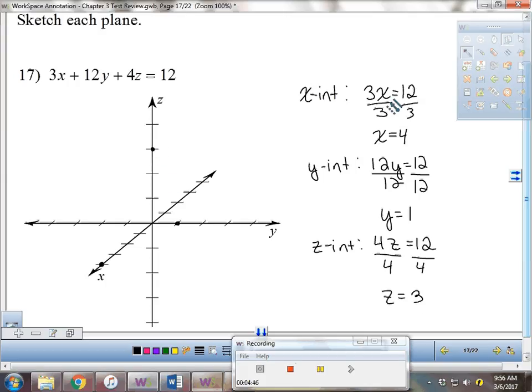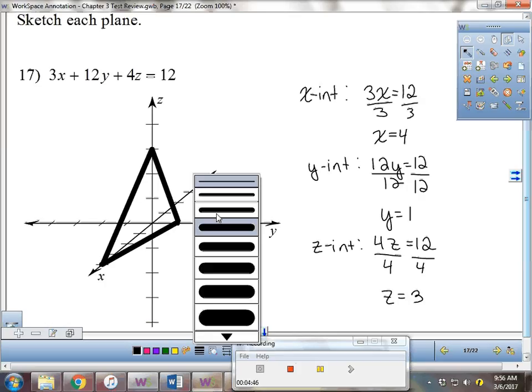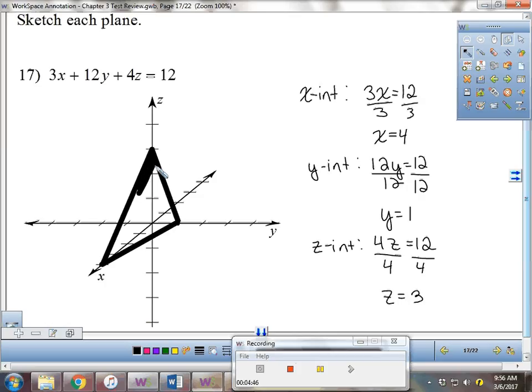So now all you do is connect those dots and color it in, and you have just sketched your plane. Don't be lazy, make it look pretty. I mean, you know, mine's beautiful, look at it.